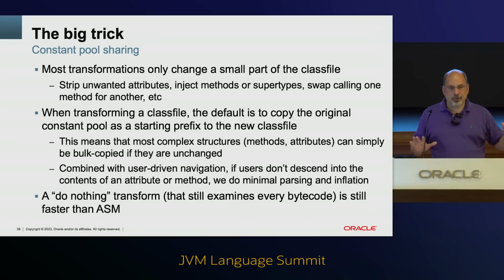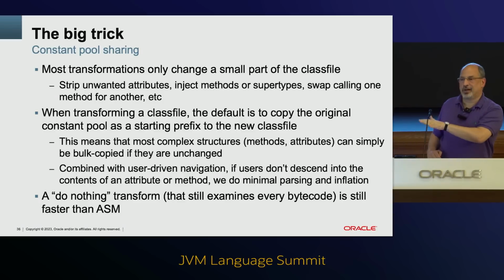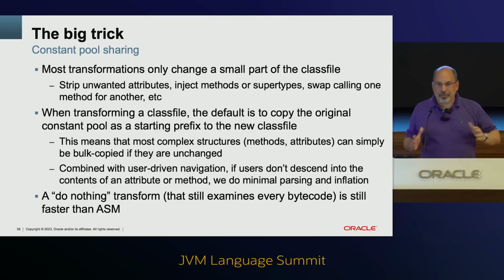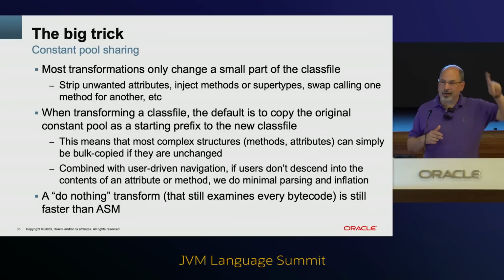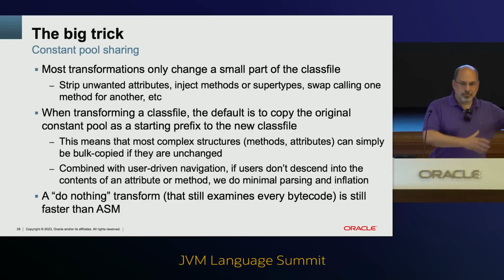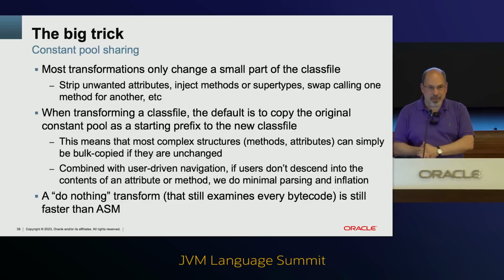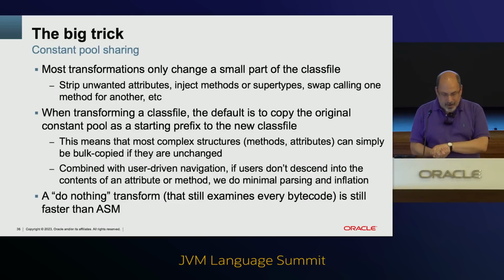And so what we do when you're transforming, the default is, and you can override this, take the constant pool from the original class and just have that be the beginning of the constant pool for your new class. And what that means is all the attributes that have constant pool offsets buried deeply in them, you don't have to parse them, explode them, and rewrite them. You can just bulk copy them, with memcopy. And this saves so much work that it pays for an awful lot of objects.